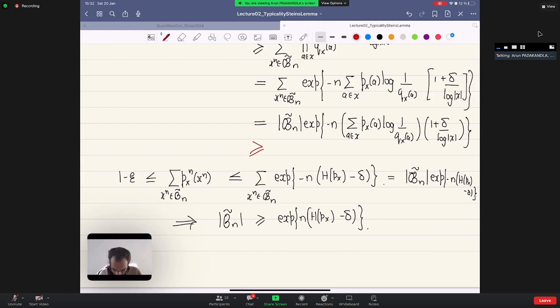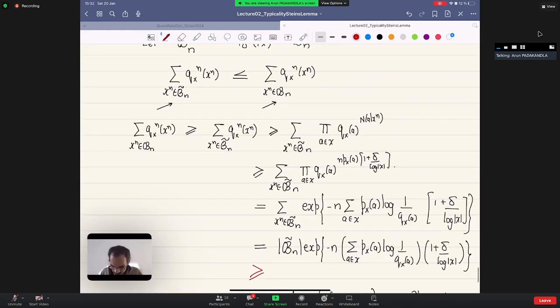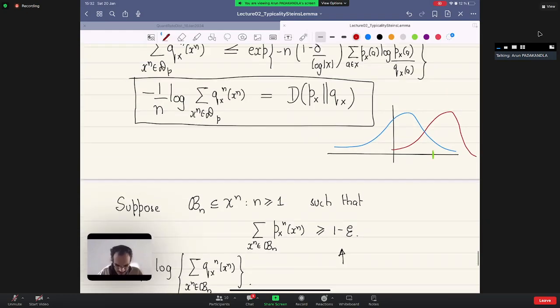Okay. So this is the Stein's lemma. So you see this Kullback-Leibler divergence. Okay, I will not go over time.